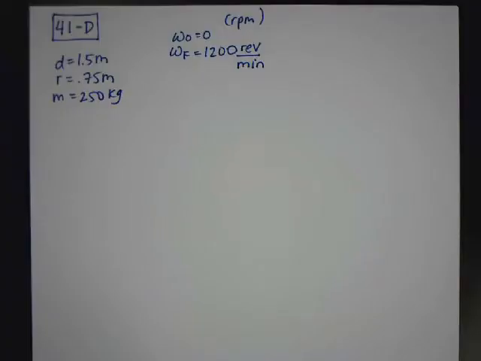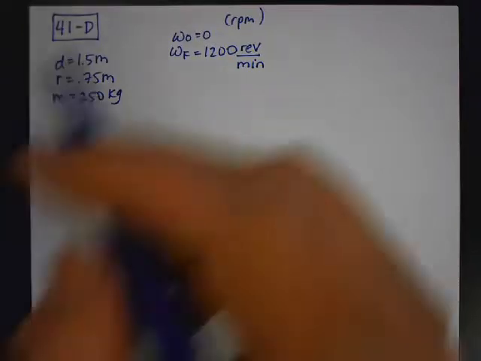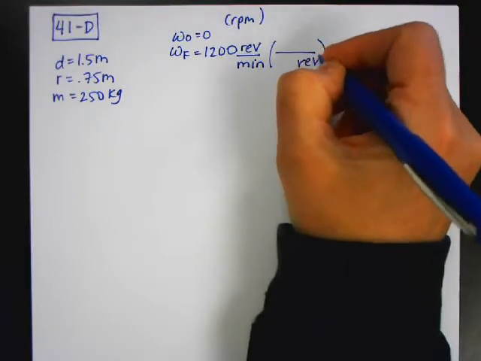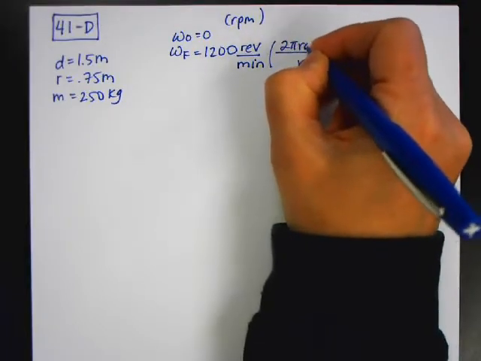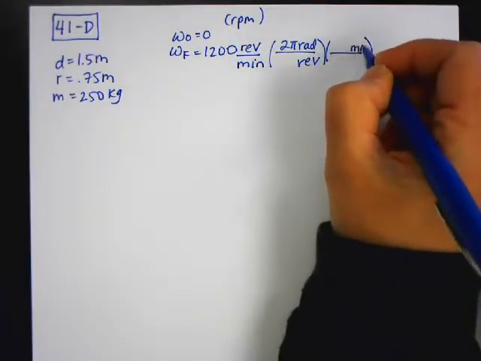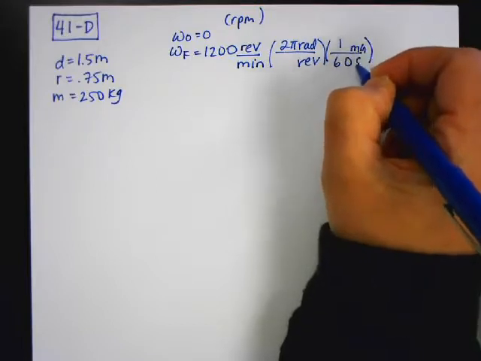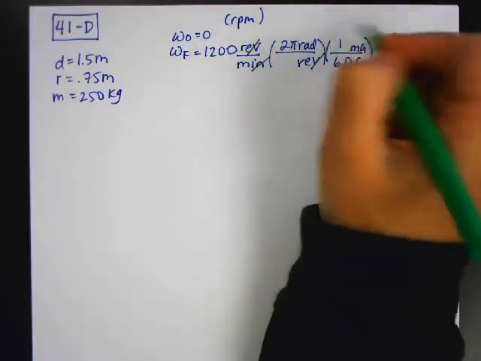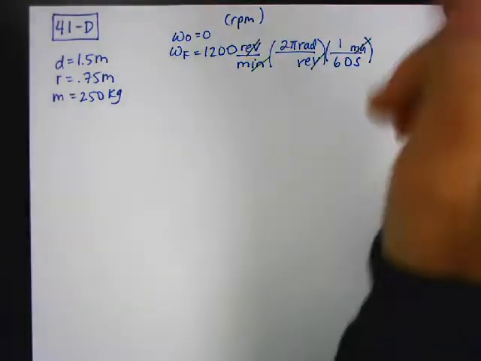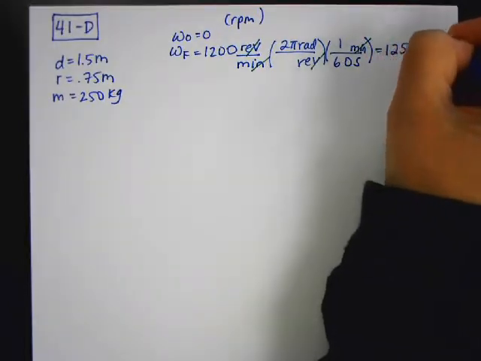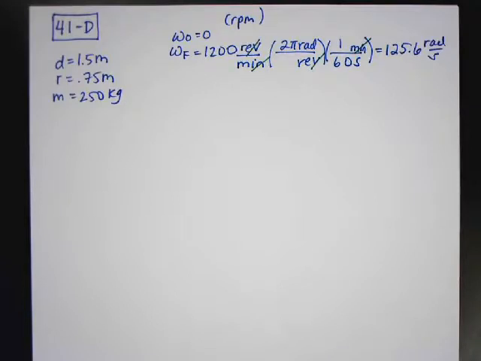Now, we're not going to use revolutions per minute, so we're going to convert. If I have revolutions in the numerator, I put revolutions in the denominator, and there's 2 pi radians per revolution. I have minutes in the denominator, so I put minutes in the numerator, and 1 minute is equal to 60 seconds. So now I see easily that this revolution cancels with that, and this cancels with that. When I do all this on my calculator, it comes out to be 125.6 radians per second.